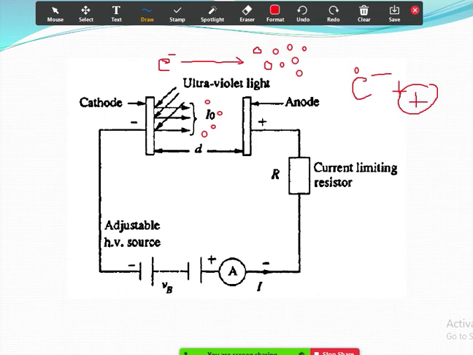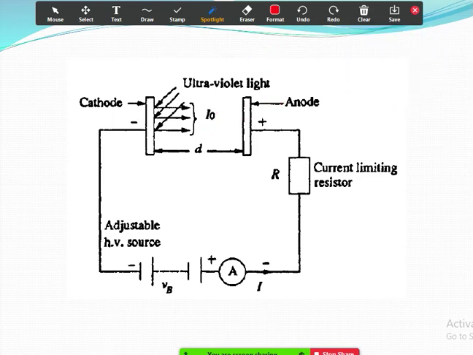So there will be so many collisions. This electron will collide with all these atoms, and they will lead to a lot of electrons, and those electrons will approach the anode.